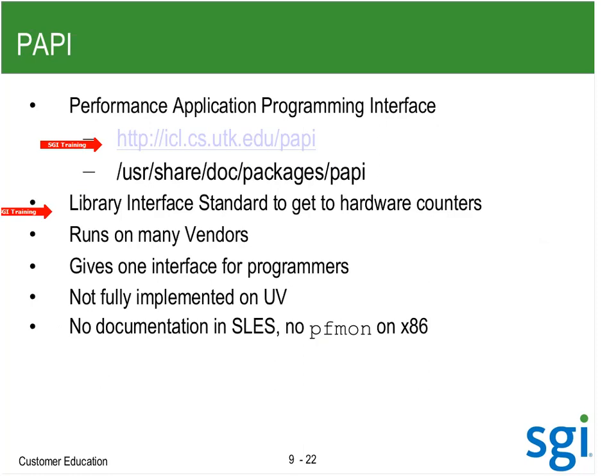It's a library interface to get the hardware counters. Again, advantage, it runs on many vendors. One interface for the programmer. But it's really not a UV issue, but if we run Sandy Bridge or Ivy Bridge coming out, we may not have full access to all hardware counters. There are some hardware counters on the Nehalem that are not fully implemented in PAPI, and I didn't have any documentation or man pages at the time. I had to go off to the PAPI website for that.